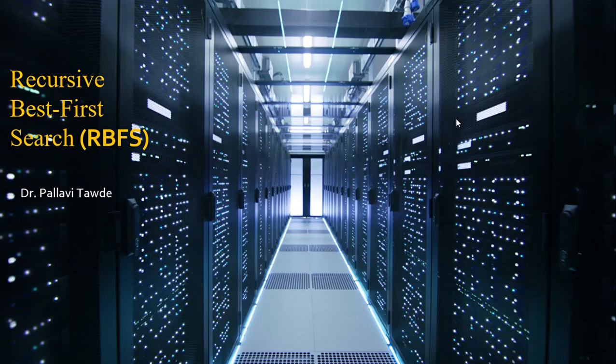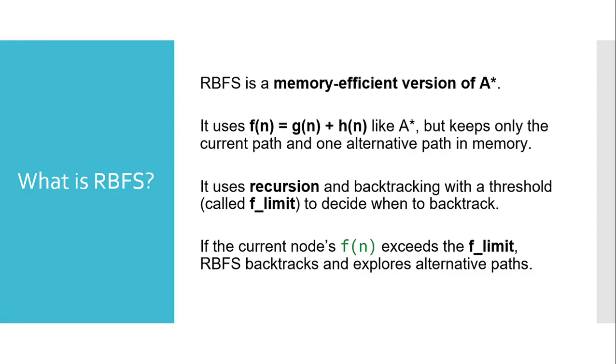Hello all. In this video we are going to learn about the recursive best first search algorithm, which is one of the informed search algorithms. Recursive best first search is a memory efficient version of A star. It uses the same formula as A star, that is f(n) = g(n) + h(n), where g(n) is the path cost and h(n) is the heuristic cost, but it keeps only the current path and one alternative path in the memory.